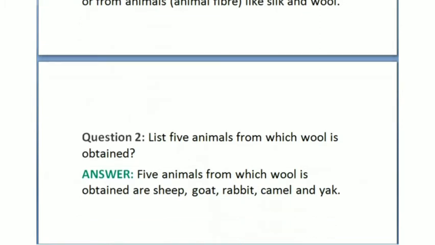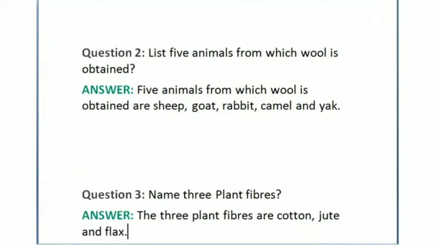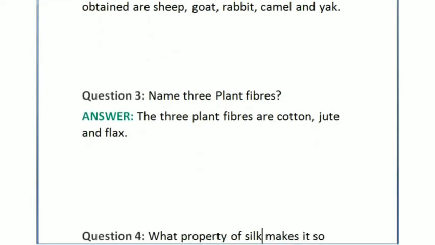Question 2 says, list 5 animals from which wool is obtained. Now you have to tell the names of 5 animals from which we can obtain wool. So 5 animals from which wool is obtained are sheep, goat, rabbit, camel and yak, right? If you know any more, you can add them also, or you can delete from these and add your own, any new animal, right? Question number 3. Question 3 says, name 3 plant fibers. Now you have to name the 3 plant fibers. So the 3 plant fibers are cotton, obtained from the cotton plant, jute, obtained from the jute plant, and flax, right? Moving further, question number 4.